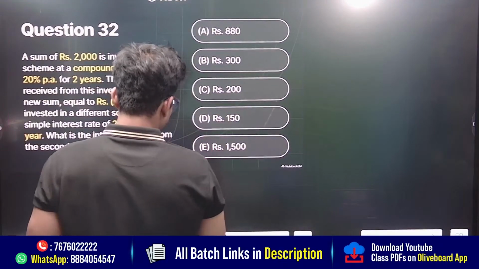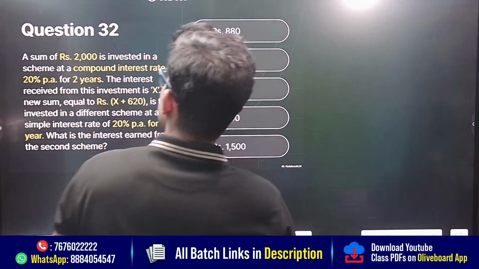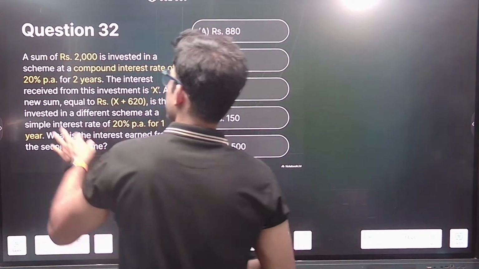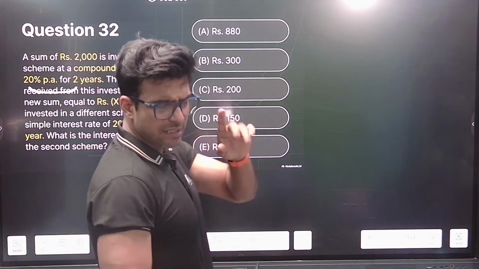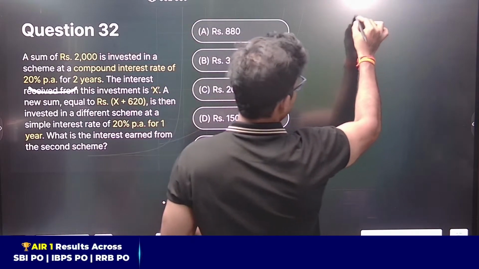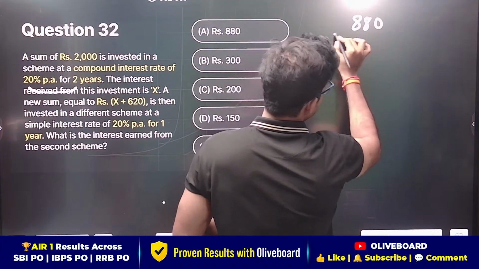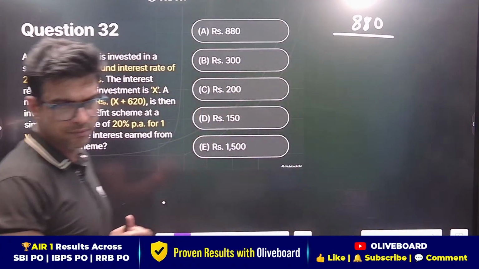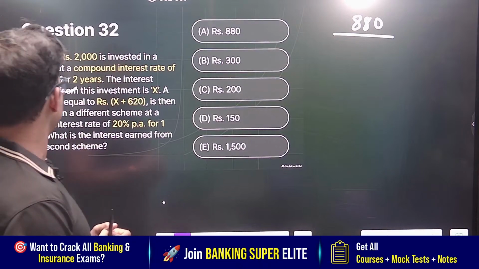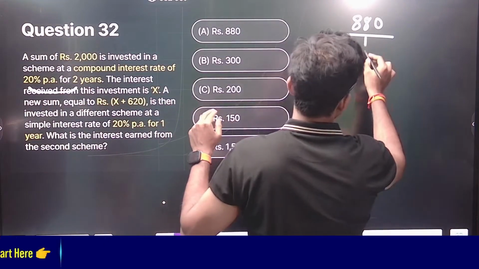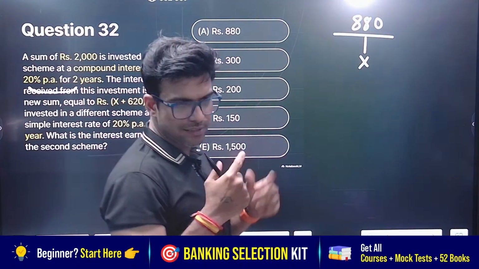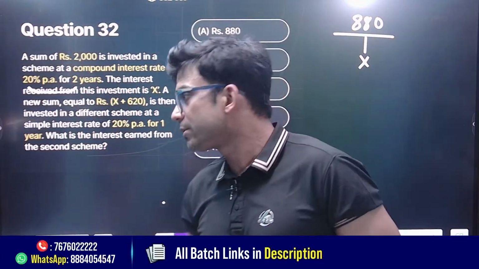I thought now that all of you will answer me, but 2000 is invested in a scheme at compound interest 20% for 2 years. Again, guys, can I say this is 44%? 44% of 2000 is basically 880. Directly, can I say 880 would be the compound interest? The interest received from this investment is X. So this is my X. Again, saying X also hurts me, na?